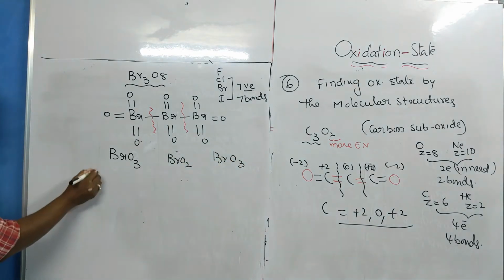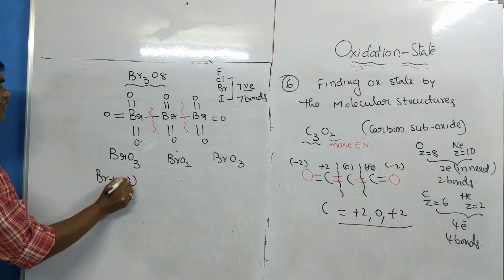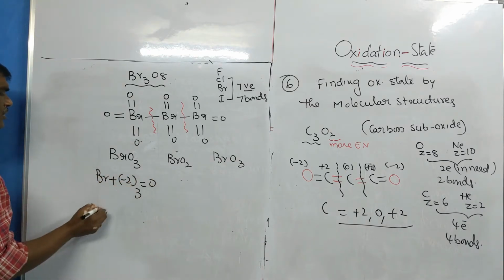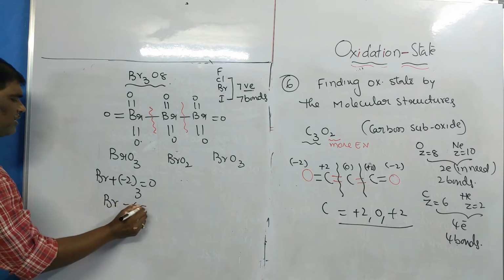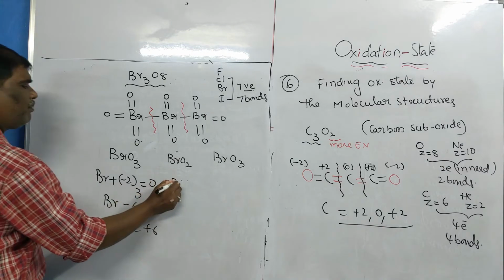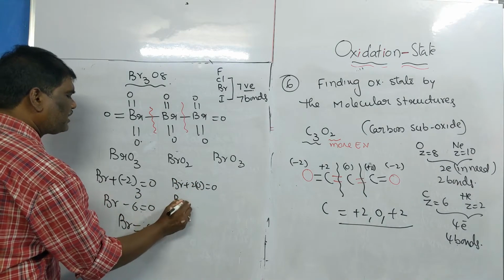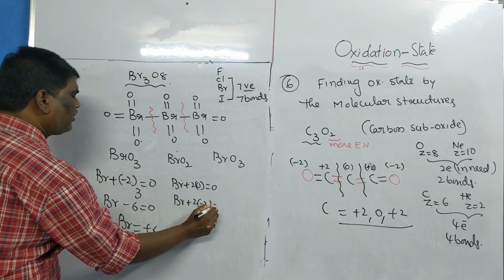Now you calculate the oxidation state separately. Br plus 3 times minus 2 equal to 0. So Br minus 6 equal to 0. Bromine is having plus 6 oxidation state. Br plus 2 oxygens equal to 0. Br plus 2 into minus 2 equal to 0.